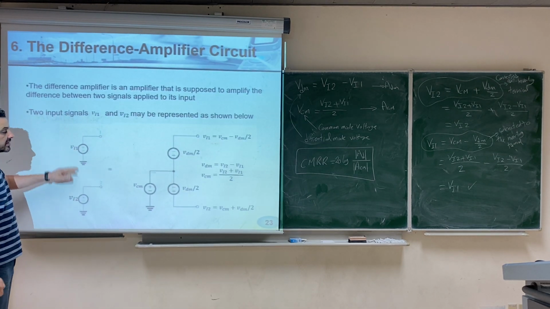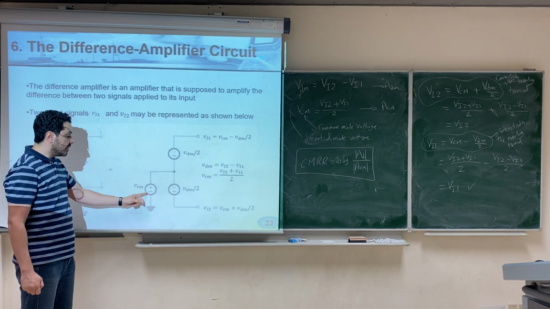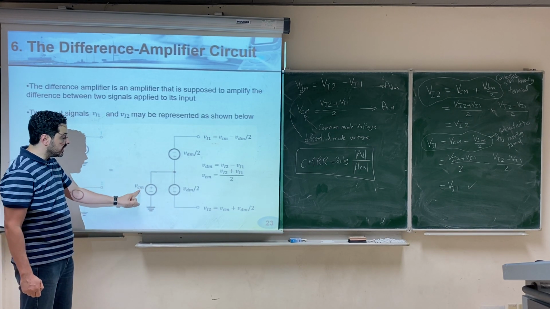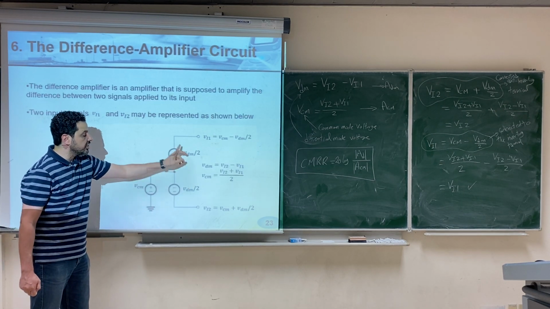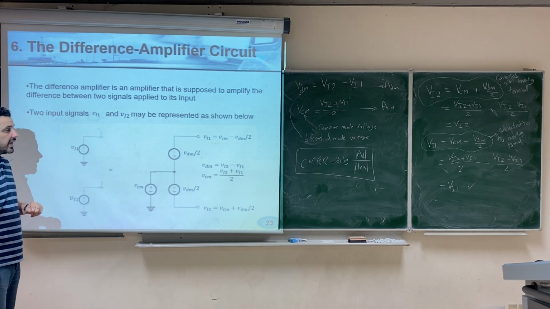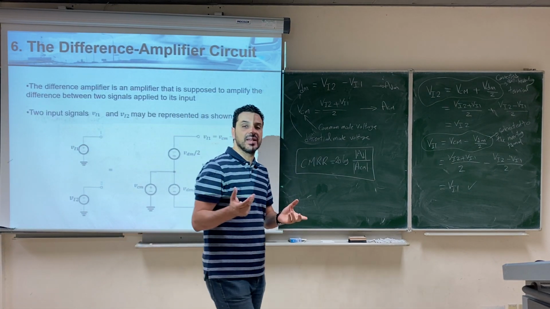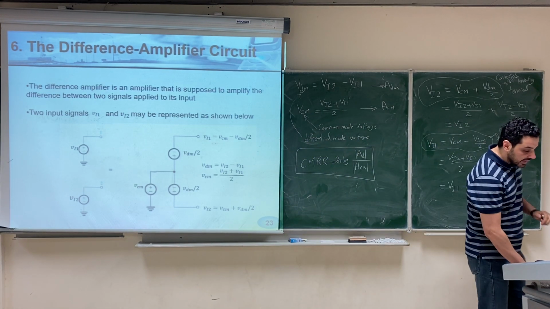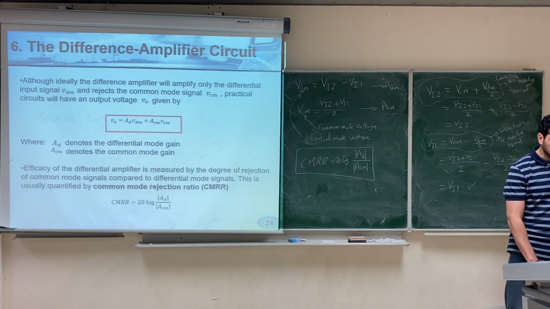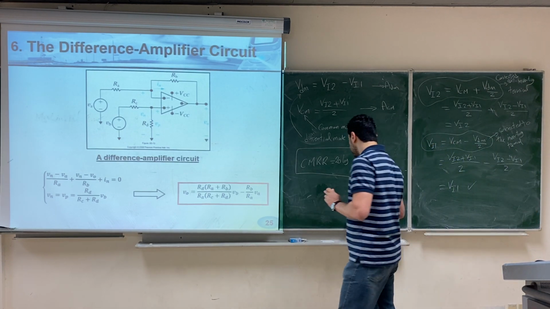So any two sources can be represented as V common mode, this is the average between the two sources, plus and minus V differential mode over 2. This point will just be used for mathematical analysis of the difference amplifier, as we'll see. Let's now go to see the general form of the difference amplifier. The general circuit for the difference amplifier looks like this.